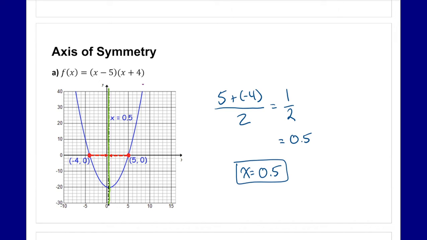Again, in this case, the x value represents the equation. The equation x equals 0.5 that we see here is the equation of a vertical line. Previously, when we were solving for x, we were trying to find our x-intercepts. In this case, we're finding the vertical line.